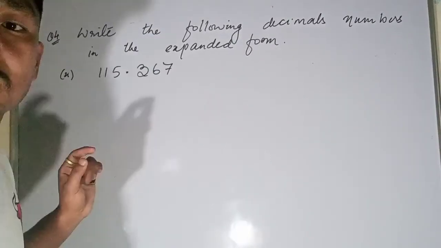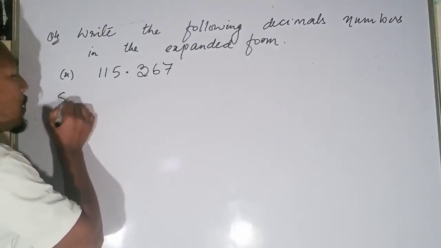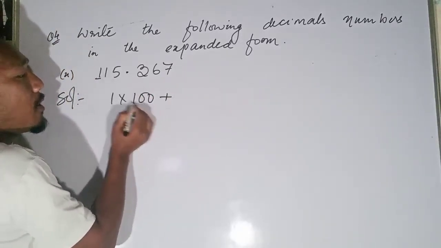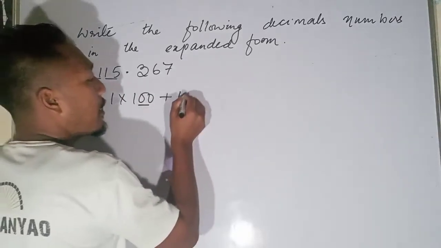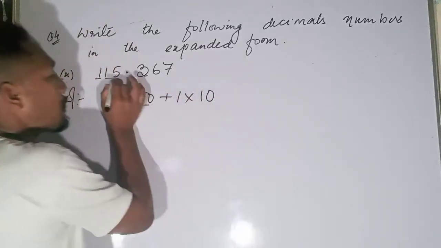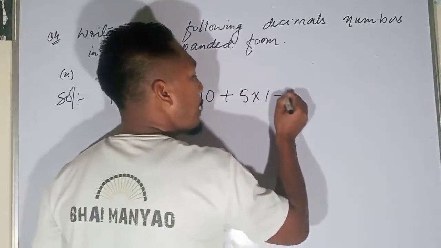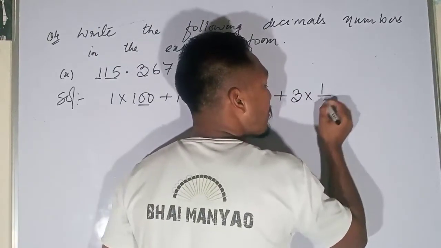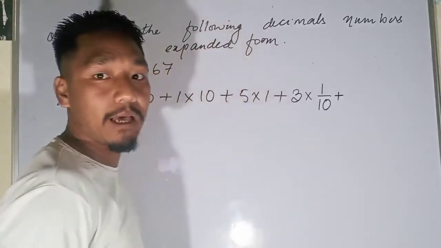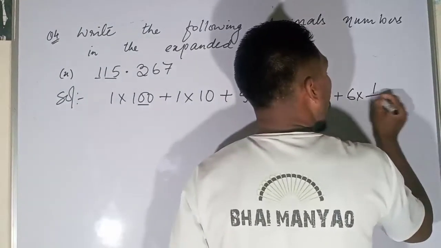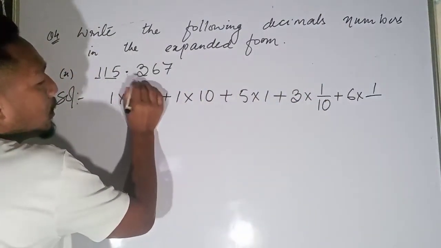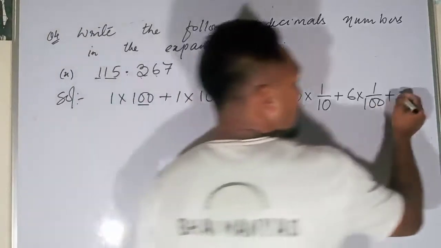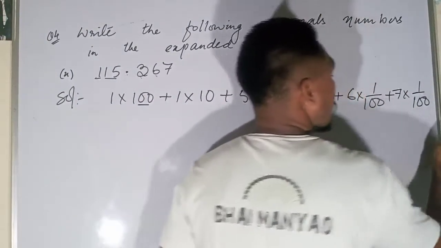So this is our next number. Similarly, 115. So 1 into 100, the first digit, because after 1 there are 2 digits, that is why it's multiplied by 100. Then 1 into 10, because after 1 we have only one digit, plus 5 into 1. Then after the point we have 3, which is right after the point, so you multiply by 1 by 10. Then 6 is after 2 digits, so I have to multiply by 1 by 100. Then 7 is after 3 digits, so at the place of the third digit, I have to put 3 zeros.